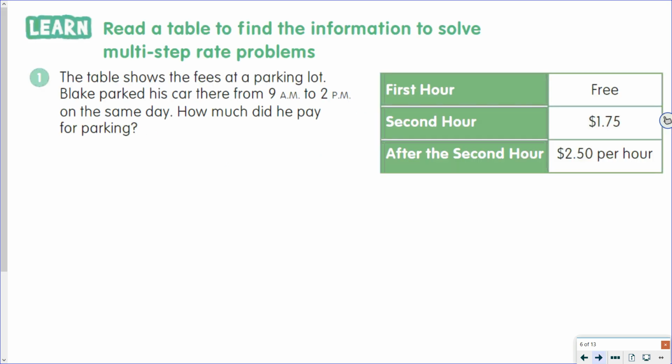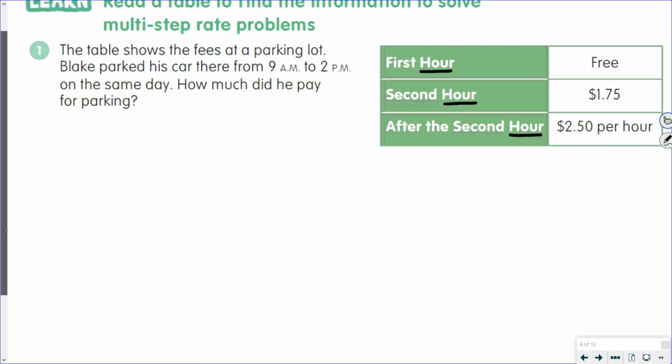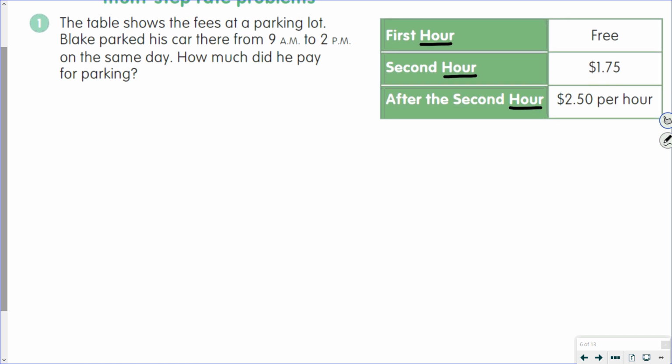All right, so now we have a table showing how much we pay for parking. Okay? And when you have a table that's showing the different rates that you would pay, look at how it's broken down. Well, this one says first hour, second hour, after the second hour. So this table is broken down per hour.